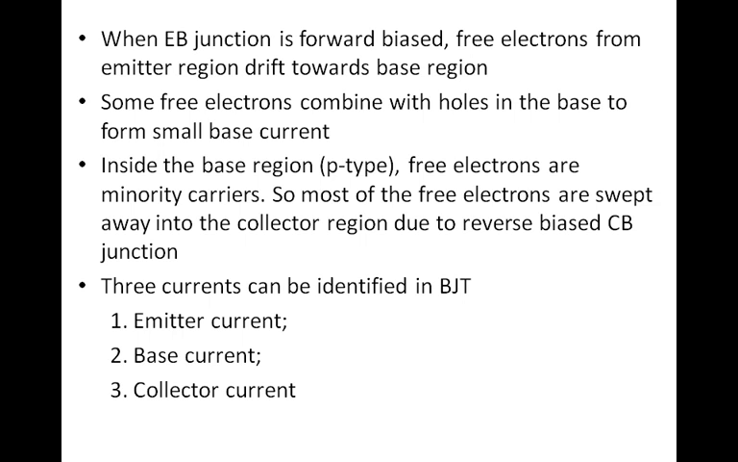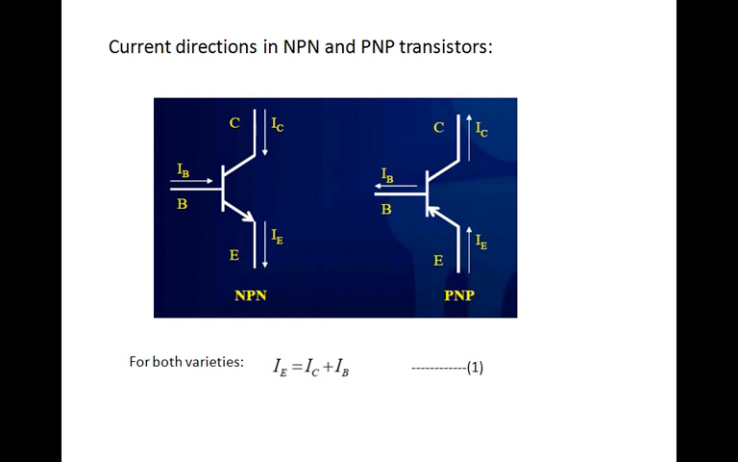There are three currents we can identify in the BJT: emitter current, base current, and collector current. The relation between these three currents, whether it is an NPN or PNP transistor, is that the emitter current is equal to the sum of base current plus collector current. The current directions given here are for NPN: the base current IB and collector current flow into the transistor, and the emitter current leaves the transistor terminal. In PNP, the emitter current enters the transistor, whereas base current and collector current leave the transistor. For both transistors, the equation IE equals the sum of collector current and base current is satisfied.